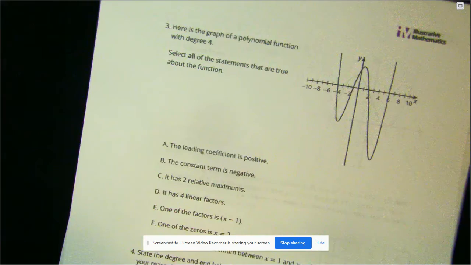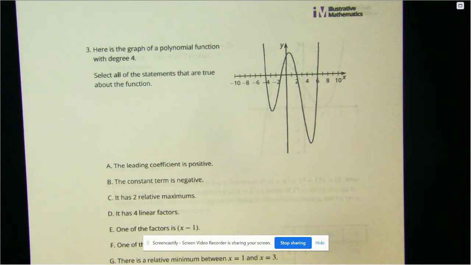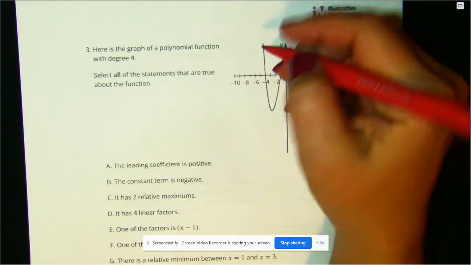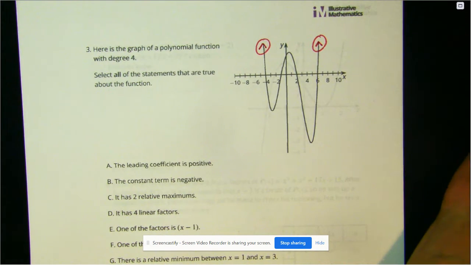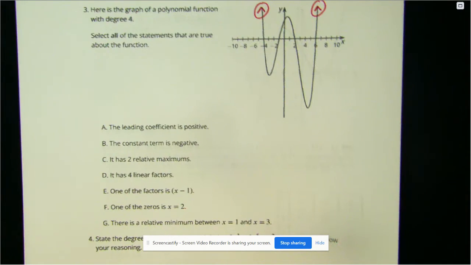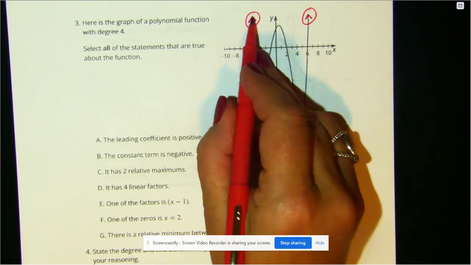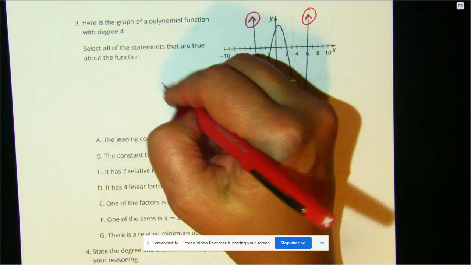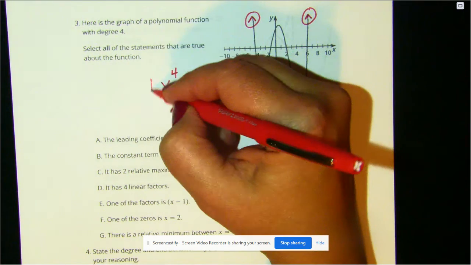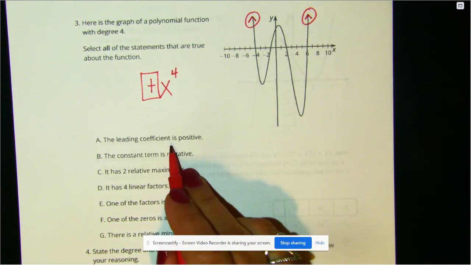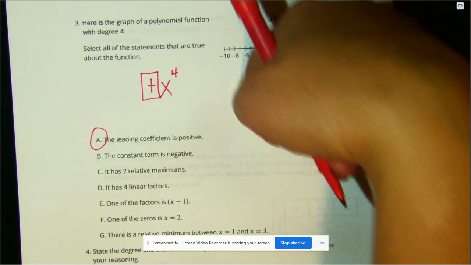All right, number 3. Here is the graph of a polynomial function with degree 4. Even degrees, right? Both ends going together. Select all statements that are true. The leading coefficient is positive. If it's even, both the ends are going up. Let's just say it's x to the 4th. I don't know. But both the ends are going up if the number in front is positive. That is true. If it was a negative, then both the ends would be going down.